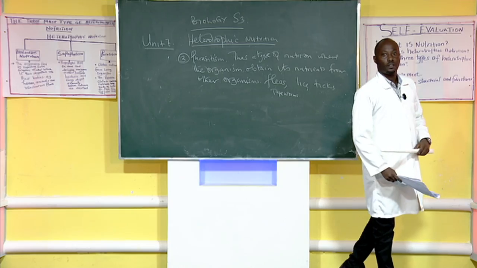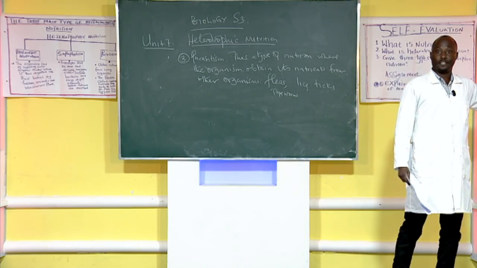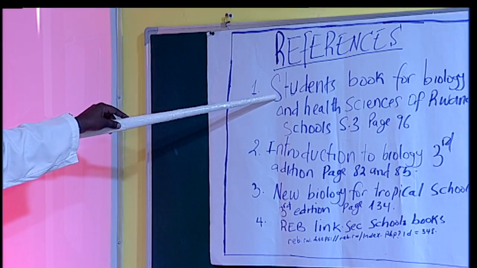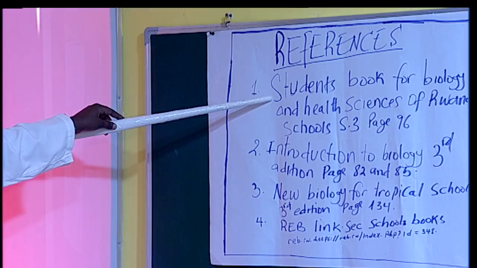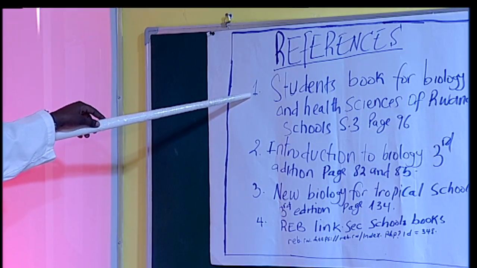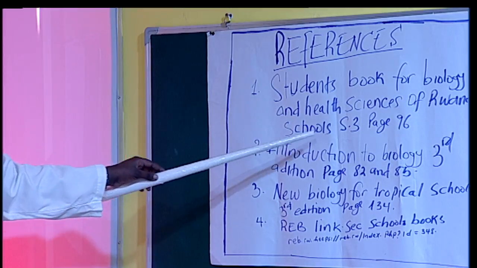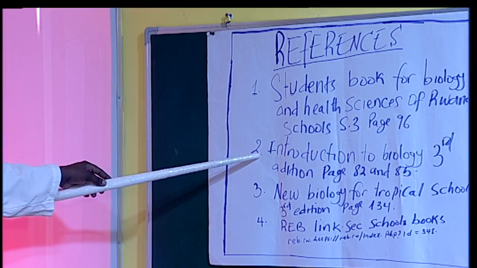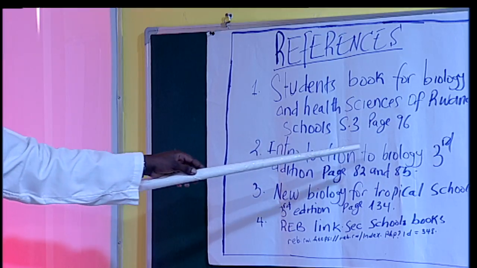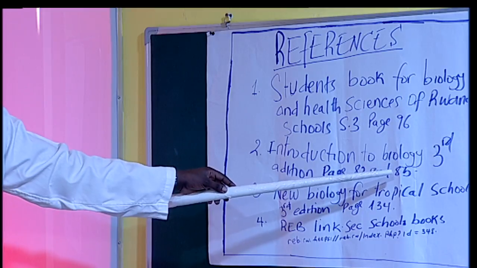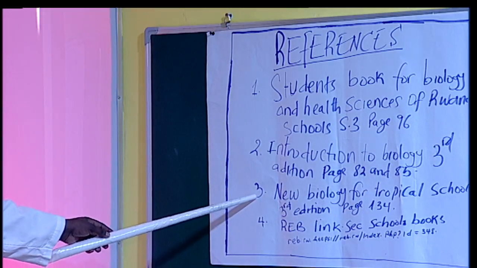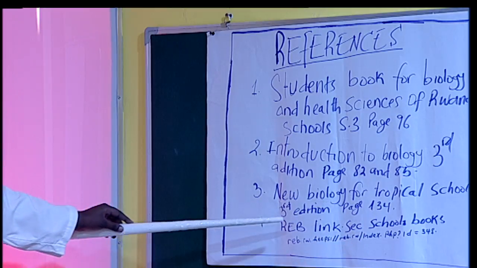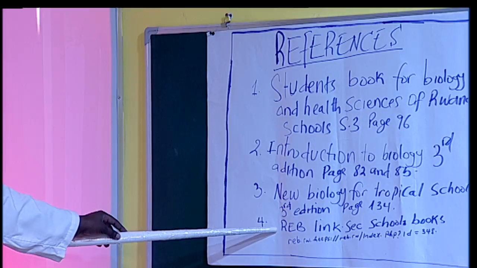Students, before I end our lesson today, I want all of you to take note of some reference books where you can extract the information we discussed today. We have the students' book for Biology and Health Science of Rwanda schools, page 96. The second reference book is Introduction to Biology, third edition, pages 82 to 85. The last one is New Biology for Tropical Schools, third edition, page 134. You can also get a link from REB where you can extract more secondary books.